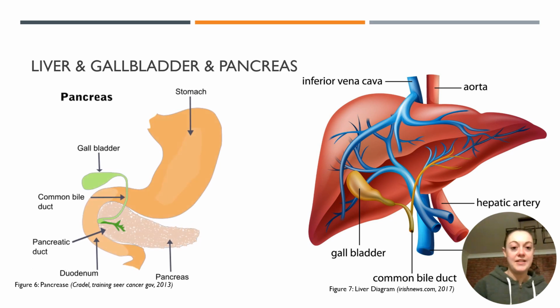The pancreas, on the other hand, produces digestive enzymes that act as biological catalysts, speeding up the breakdown of food into simpler molecules such as sugars, starches, and fats.